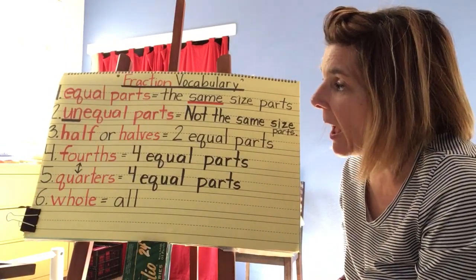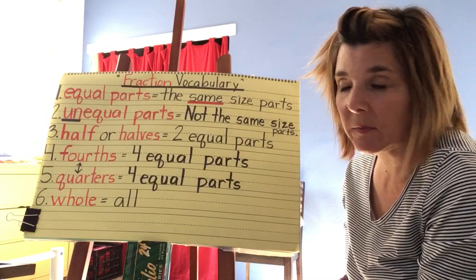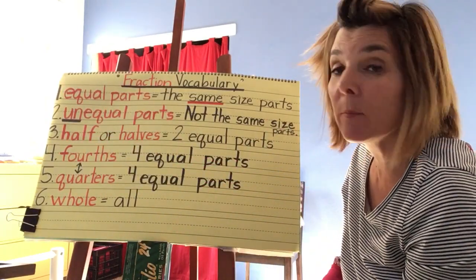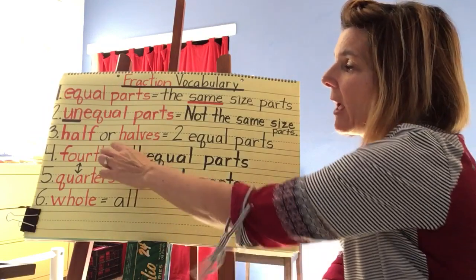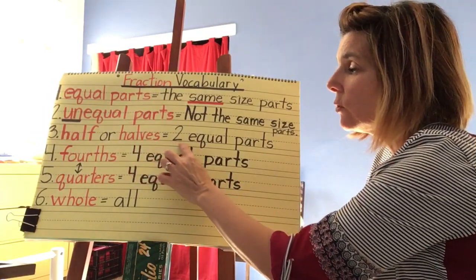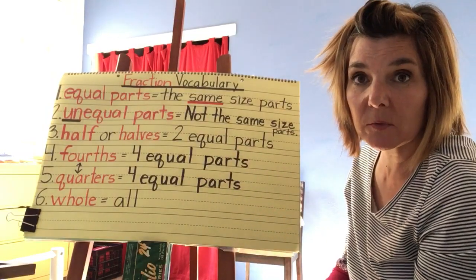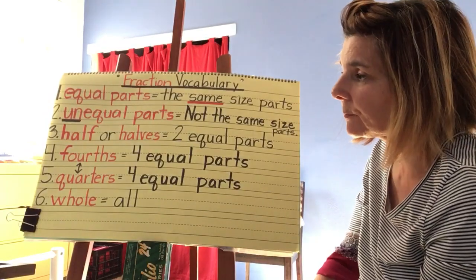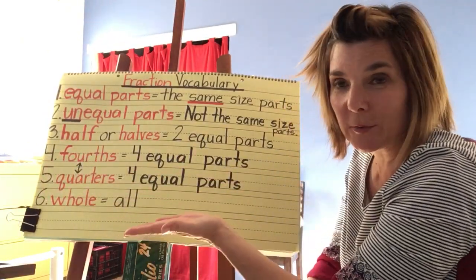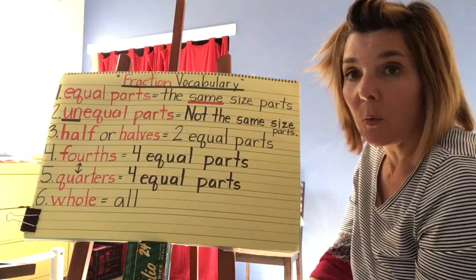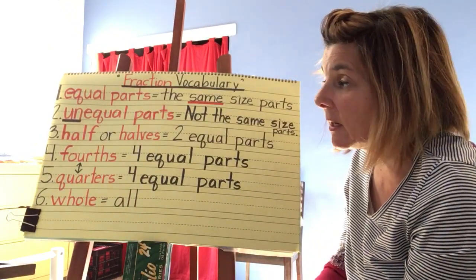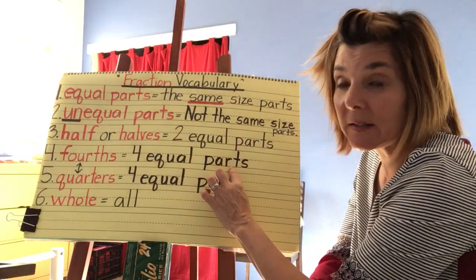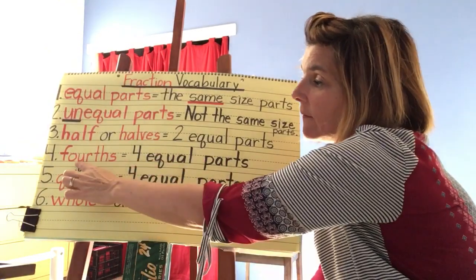Number 3, half or halves. If I have 1/2, I say it that way. If I have more than 1/2, I say halves. 2 equal parts. So the size of the parts are the same, they're equal. 4 is also the word fourths. When I have something that I divide into fourths, I call it 4 equal parts. I can say 4 equal parts, or I can call it fourths.